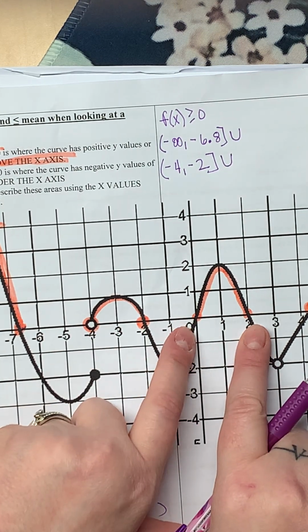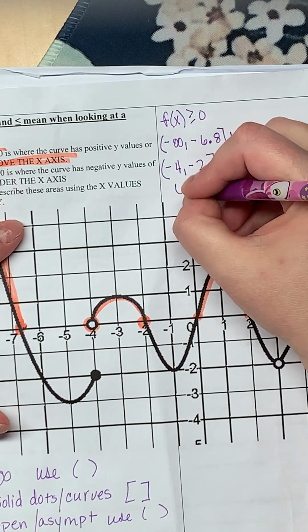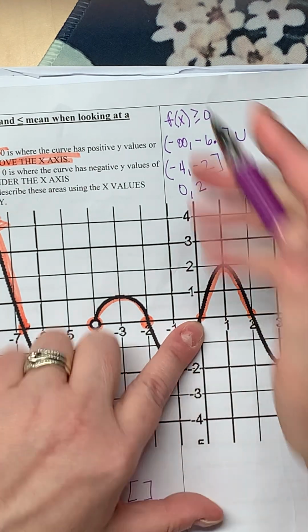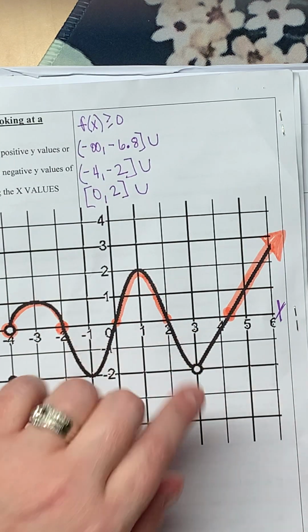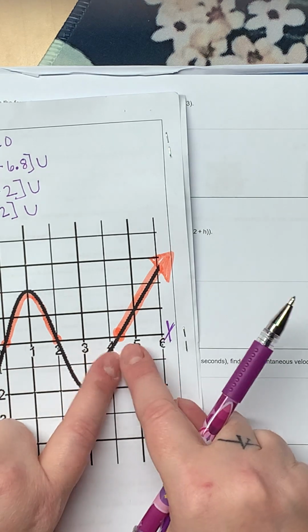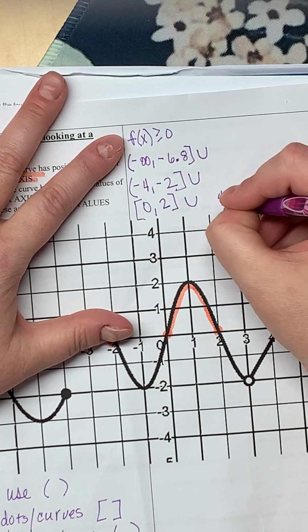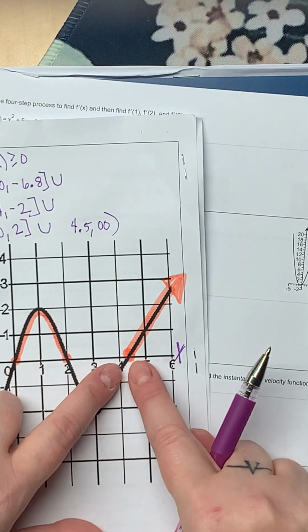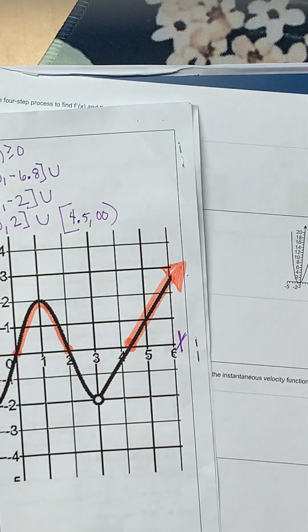This little mountain over here starts at x is 0, ends at x is 2, so 0 to 2. And both at 0 and 2, it's a solid curve, so I'm going to put brackets. Then let me put another U. And this very last piece starts at maybe 4.5 and goes all the way to the right, so that's infinity. But that 4.5 is on a solid curve, so I use a bracket. And then that arrow uses parentheses.